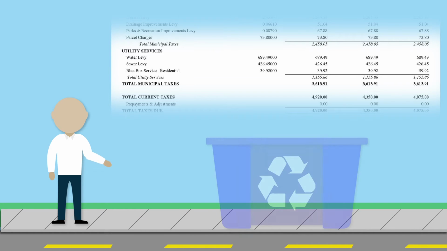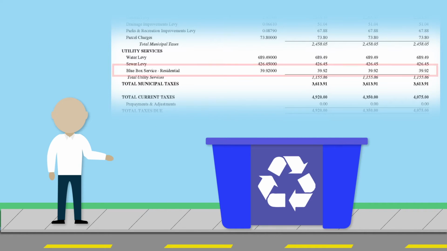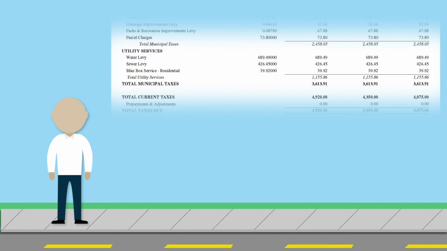In Maple Ridge, there is Blue Box recycling service that is included on the bills for residential properties that receive this service. Homes not served by the Recycling Society or condominium owners would not see this on their tax notice.